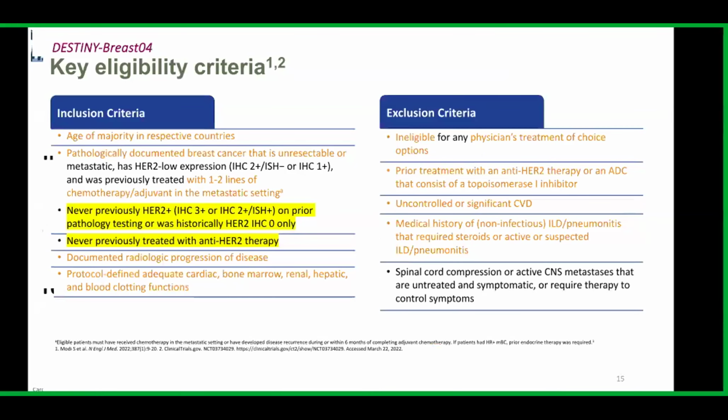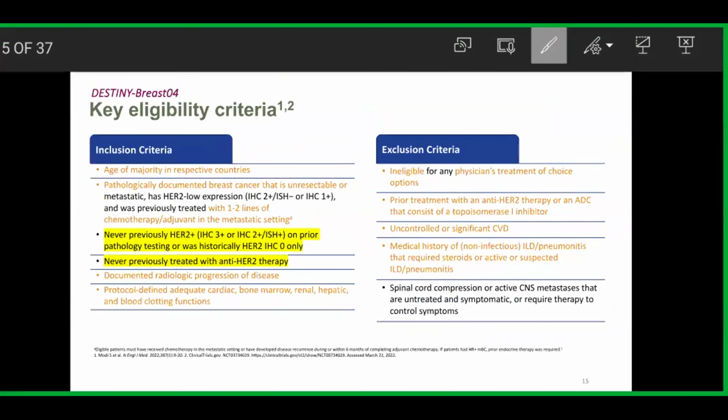So this is the Destiny Breast 4 study, where the inclusion criteria, why we are discussing the HER2 low disease today, means the introduction of these new drugs, and we have more drugs in hand to treat the patients. So these are the included patients: breast cancer with low HER2 disease, either 1 plus or 2 plus. They should never have been positive for HER2 or taken any anti-HER2 therapy. They should have a progression on the previous chemotherapy or hormonal therapies.